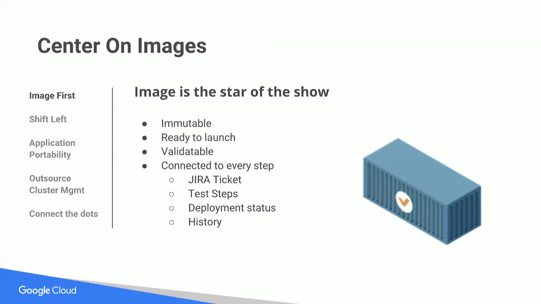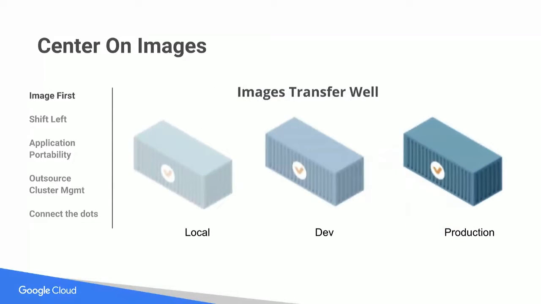And they're doing some machine learning. What they do is they create images for each variant of their algorithm. And it basically acts like a petri dish, where they get to maintain this sort of specimen of what they've created. And then they have everything attached to that image that they need to know about. So centering on the image is really key. And images transfer well.